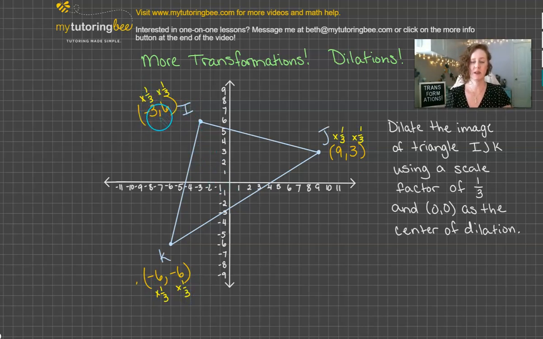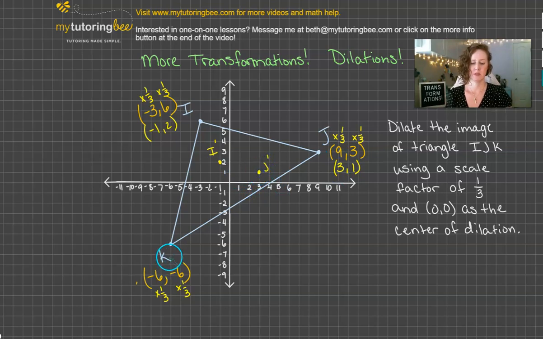Okay, so now let's do our calculations. 1/3 of negative 3, again, we can kind of think of this as just dividing by 3. So 1/3 of negative 3 is just going to be negative 1. And then 1/3 of 6 is going to be 2. So our new I prime will be at negative 1, 2, right here. I prime. 1/3 of 9, we're going over to J. 1/3 of 9 is 3. 1/3 of 3 is 1. So our new J prime will be at 3, 1.